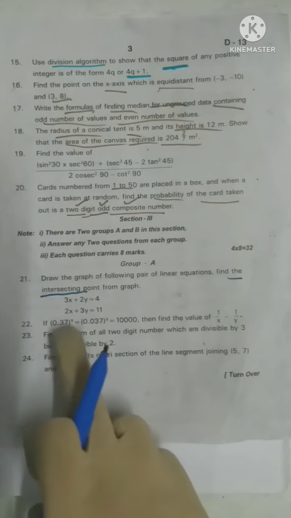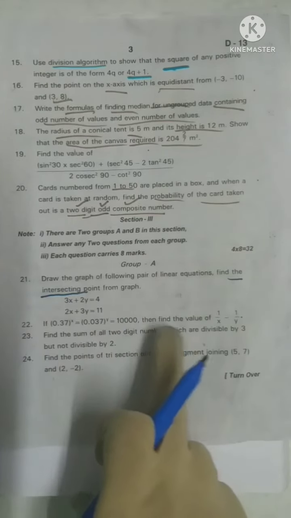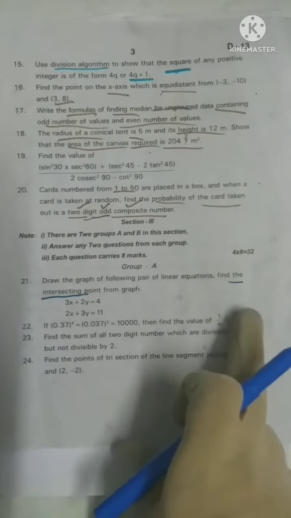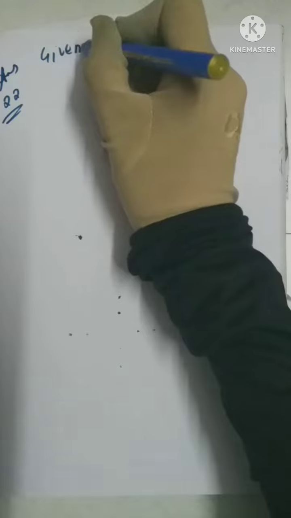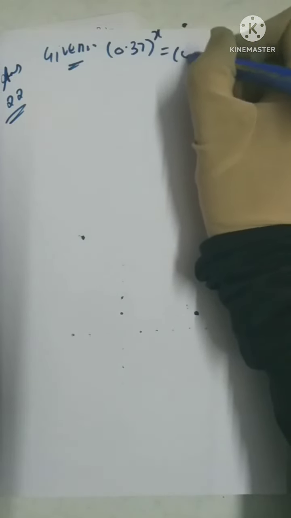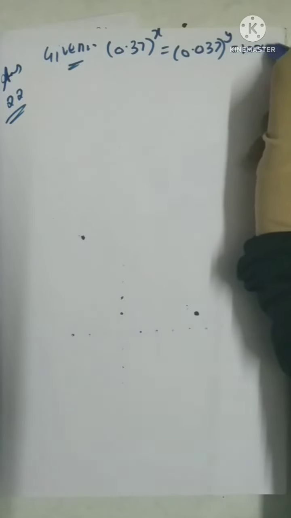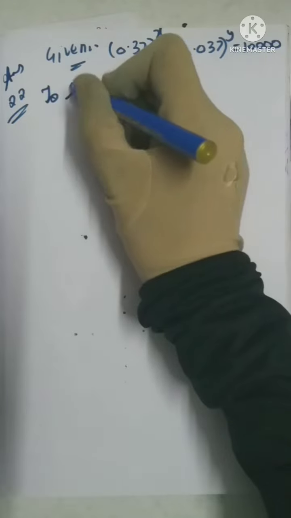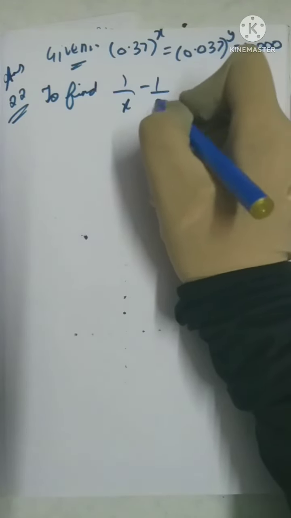22nd question. If 0.37 power x is equal to 0.037 power y is equal to 10,000, then find the value of 1 by x minus 1 by y. So here, what is given? It's given that 0.37 power x is equal to 0.037 power y is equal to 10,000. And what I have to find out is the value of 1 by x minus 1 by y.